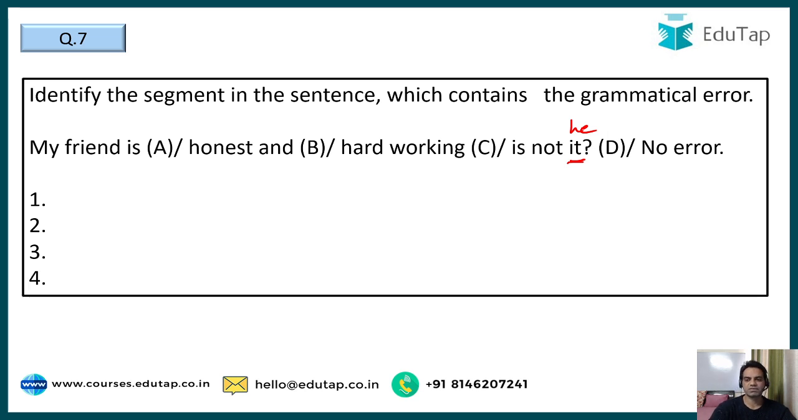So when we speak of a person, we cannot use "it" for the person, because he's a living being, so we should use "he." So, my friend is honest and hardworking, isn't he? Moving ahead, guys, next question.